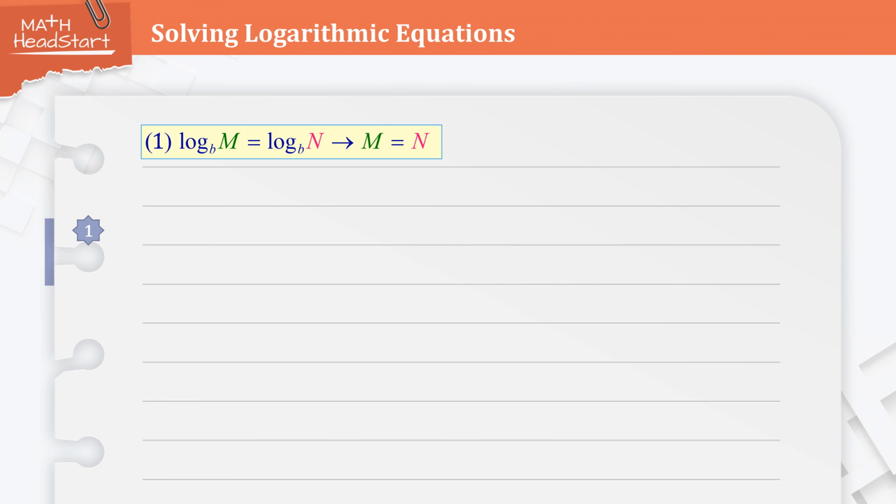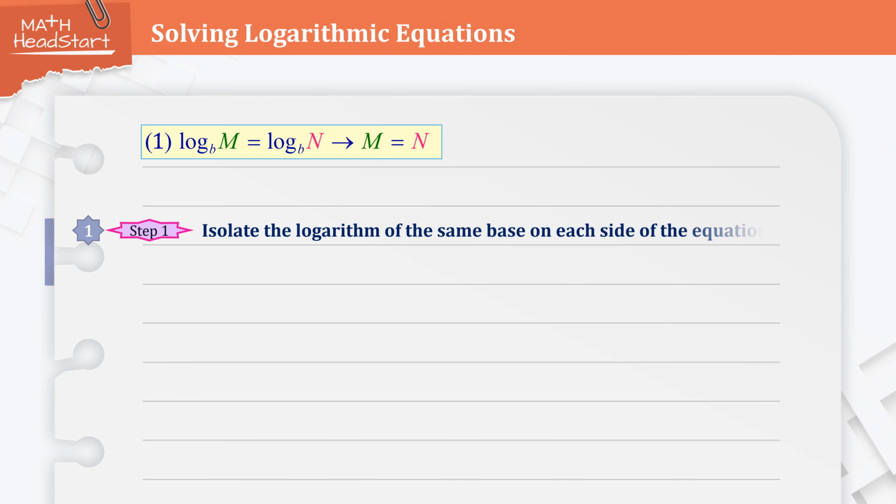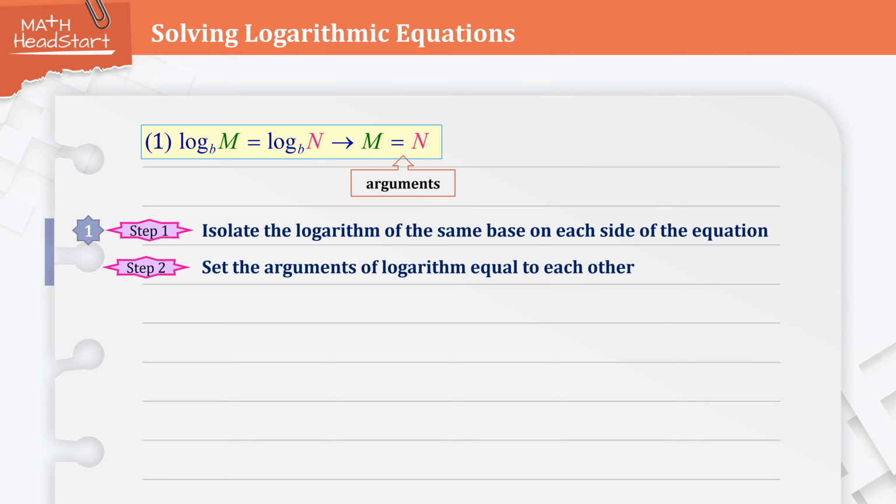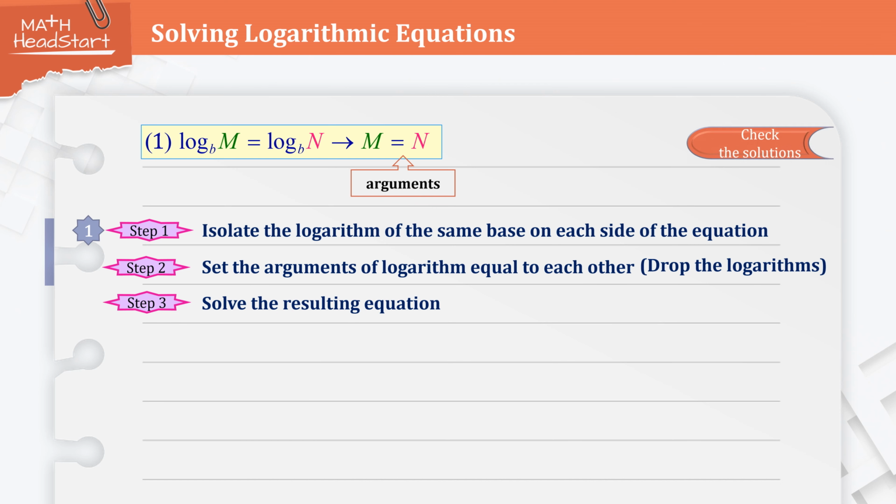We begin by isolating the logarithm of the same base on each side of the equation. Then equate the argument of the logarithm. In other words, we simply drop the logarithms. Finally, solve for x. However, please check the solutions since there are no logarithms of negative numbers.